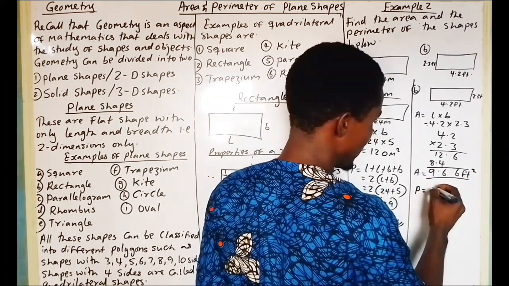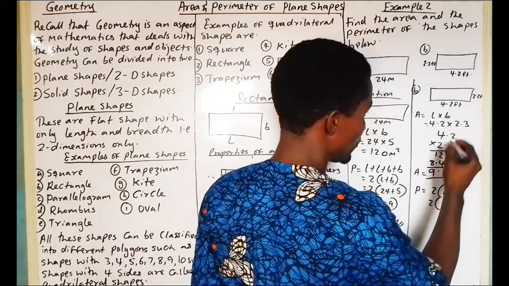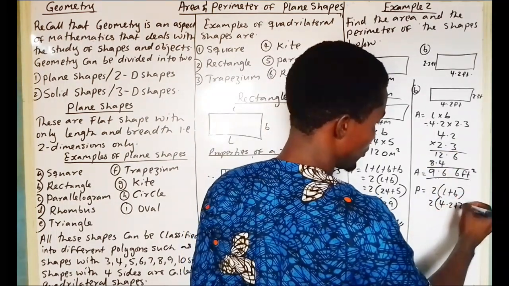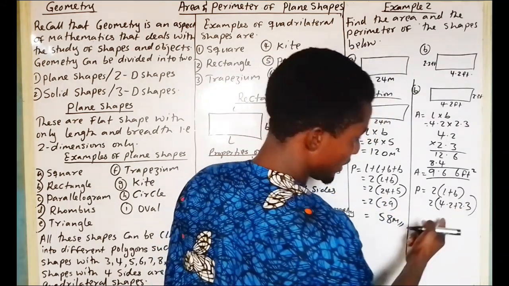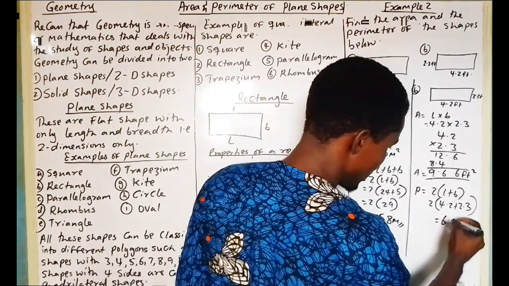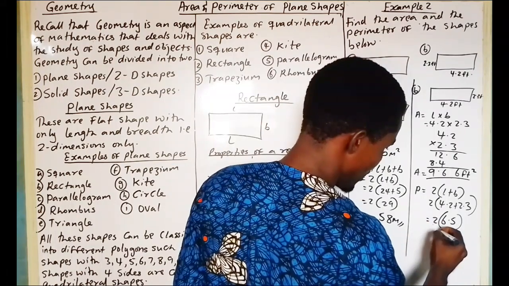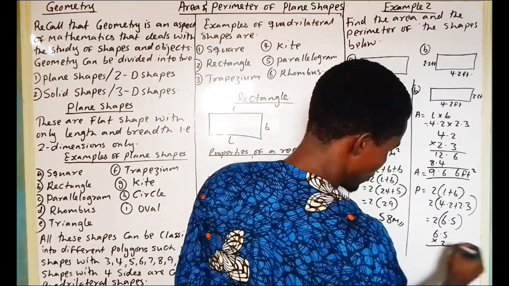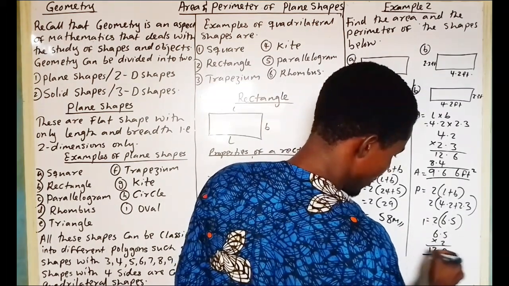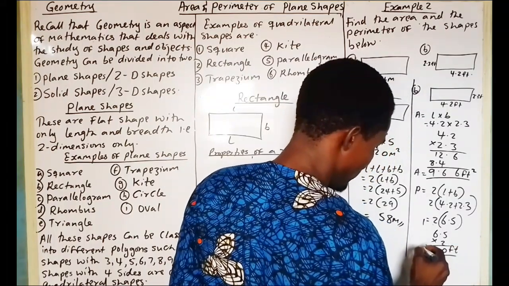Let's find the perimeter. Perimeter is 2 in bracket L plus B. So my 2, open bracket, my L is 4.2 plus B is 2.3. Close the bracket. Now 4.2 plus 2.3 will give us 6.5. Now 6.5 times 2, what would that give us? 2 times 5, that's 10. You keep your 1. 2 times 6, that's 12, plus 1, that's 13. So our perimeter will be equal to 13.0 feet.